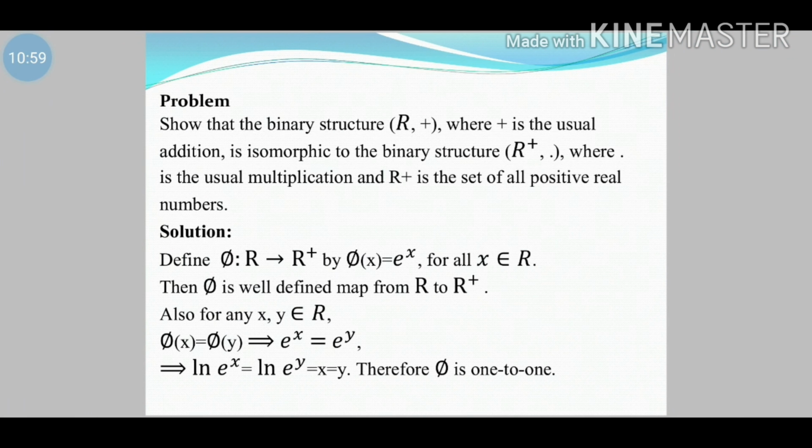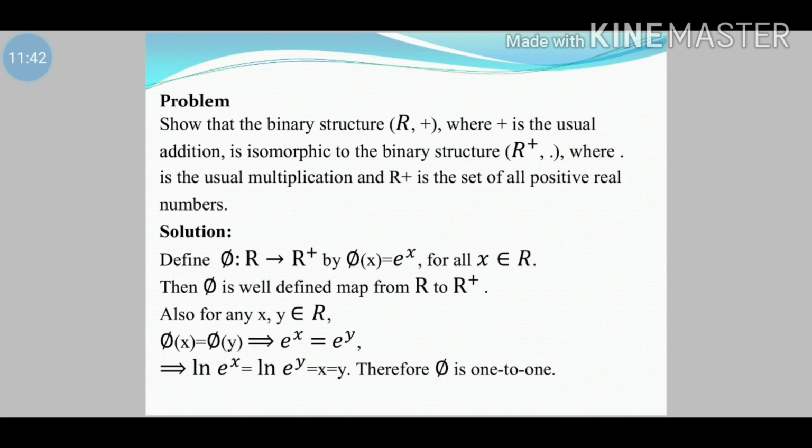Here is a problem. Show that the binary structure R plus, where plus is usual addition, is isomorphic to the binary structure R plus dot, where dot is usual multiplication, and R plus is the set of all positive real numbers. That is, here we want to find an isomorphism phi from R plus to R plus dot. So we can define a function phi from R to R plus by phi of x is equal to e raised to x.